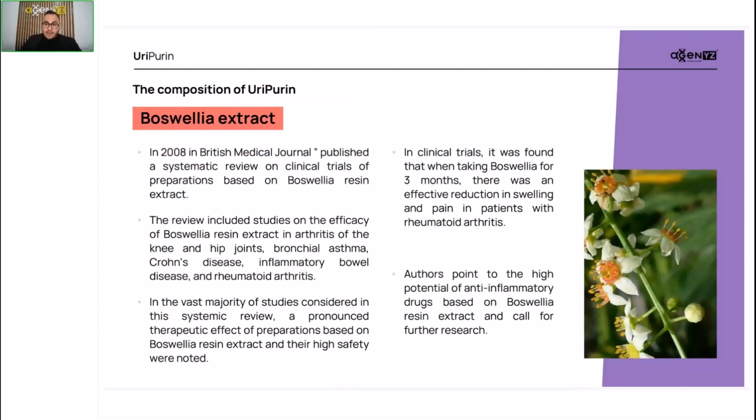In clinical trials, it was found that when taking Boswellia for 3 months, there was an effective reduction in swelling and pain in patients with rheumatoid arthritis. The authors point to the high potential of anti-inflammatory drugs based on Boswellia resin extract and call for further research.